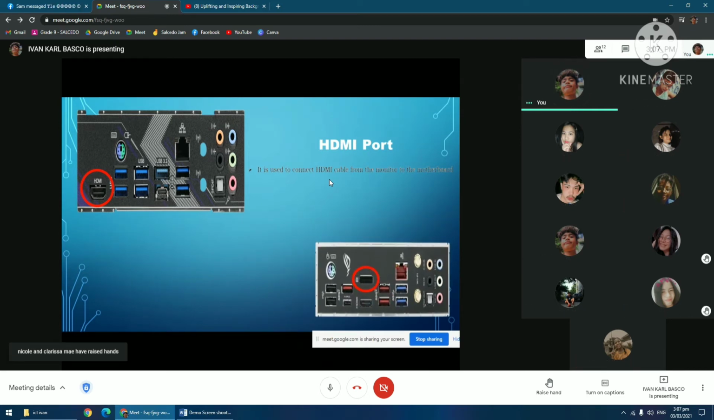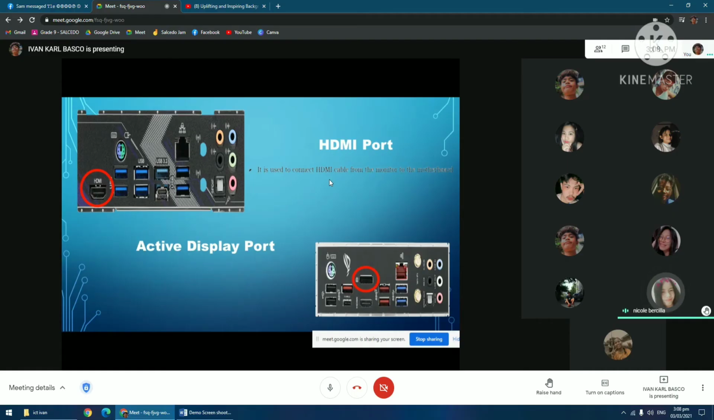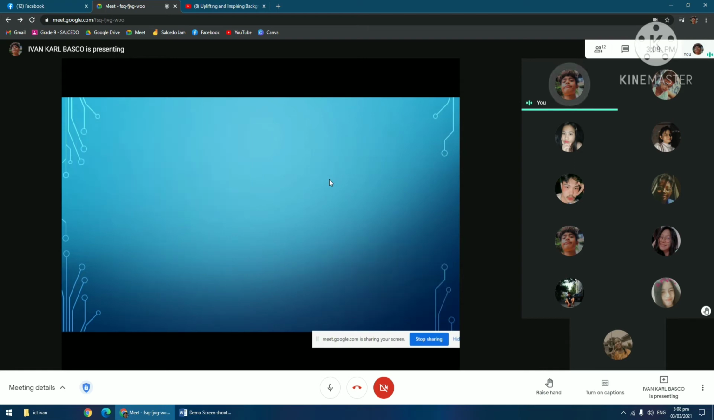Brasilia. Sir, active display port po. What is the function? It is used to connect active display cable from the monitor to the motherboard. Okay, very good. Next picture. In this part, you only need to give the function of the particular parts of the motherboard that are being presented on your monitor or screen.